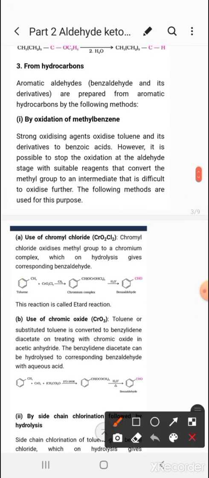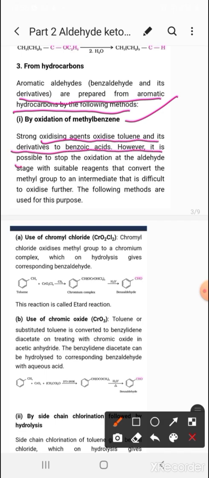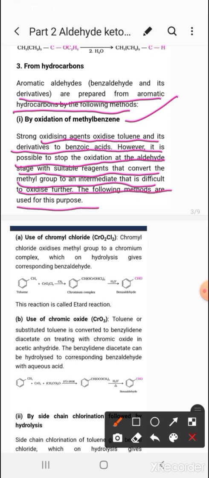So aromatic aldehydes, benzaldehyde and its derivatives are prepared from aromatic hydrocarbons by the following methods. The first is the oxidation of methyl benzene. Strong oxidizing agents oxidize toluene and its derivatives to benzoic acid. However, it is possible to stop the oxidation at the aldehyde stage with suitable reagents that convert the methyl group to an intermediate that is difficult to oxidize further, and the following methods are used for this purpose.